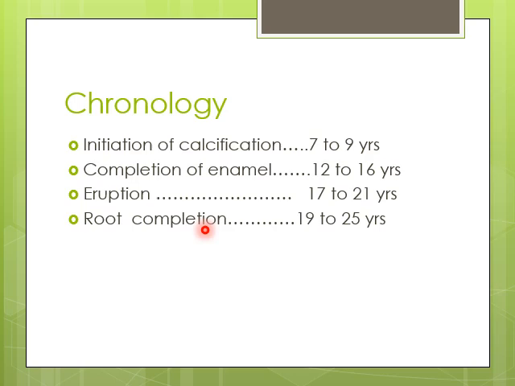I have told you in my first presentation that these are also called the wisdom tooth, which appears at the age when an individual has a good sense of good and bad. So we call it a wisdom tooth. The laymen call it wisdom tooth. The completion of the root takes place 2 to 3 years after the eruption of the third molar, that is 19 to 25 years of age, right?